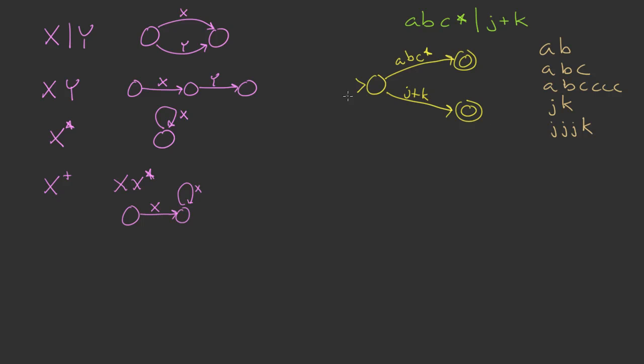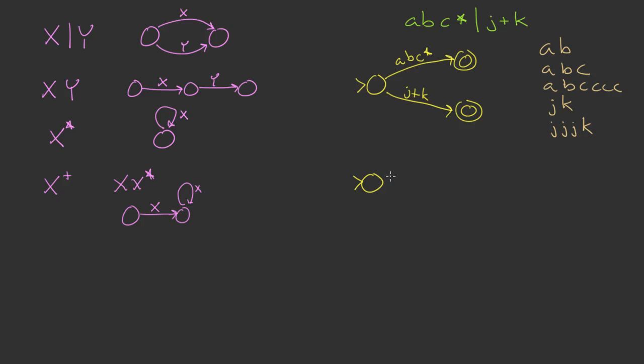So if we start here at our starting state on the left and we do an A, B, C star, we end up with an accepting state, which means we've done the left side, or we follow the right hand side and end up in an accepting state down there. So I'm going to now expand out each of these two edges into A, B, C star and J plus K. So let's go down here.